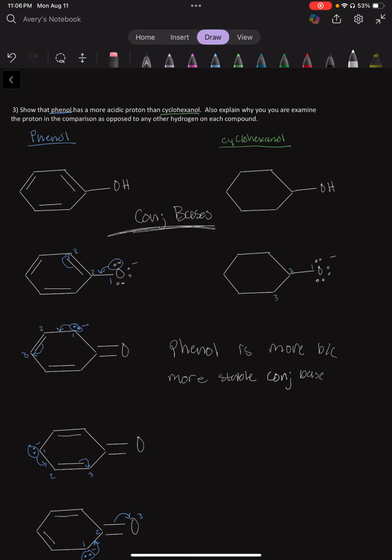So, now to answer the second part of this question, which is asking why we're looking at the proton and not the other hydrogens. The reason we're looking at the proton is because when the bond with that hydrogen breaks, it leaves behind its electron, giving the molecule it was attached to a more negative charge.